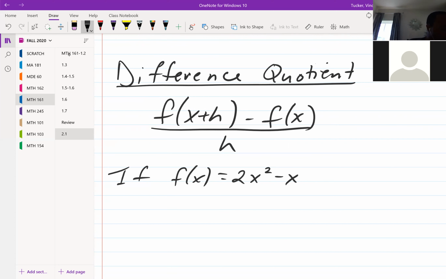So will we have problems like this on the homework, sir? I'm about to show you what the problem will look like now. Yep. Okay.